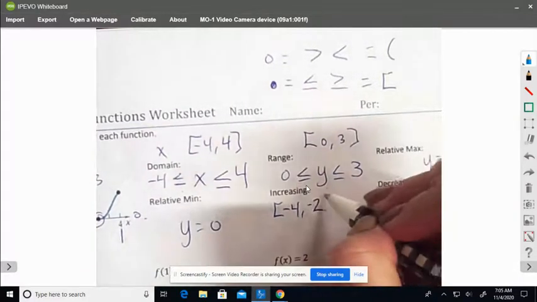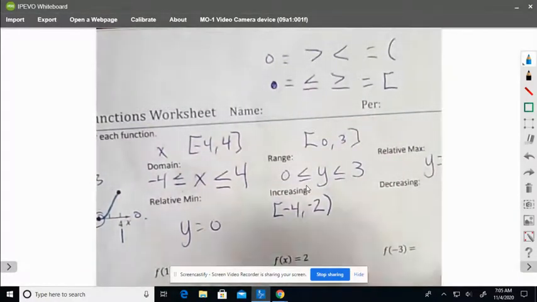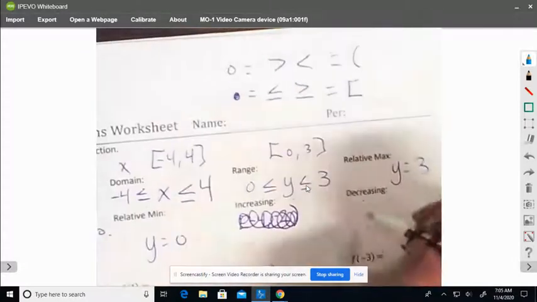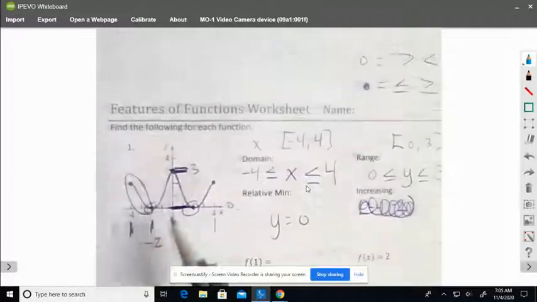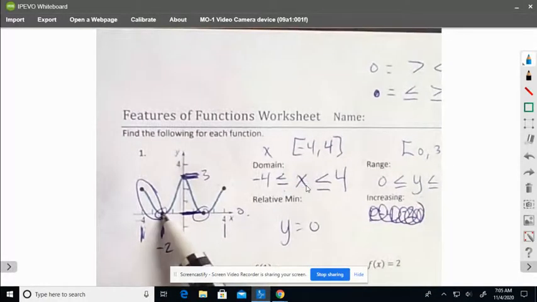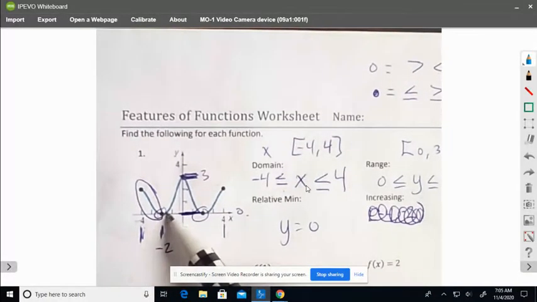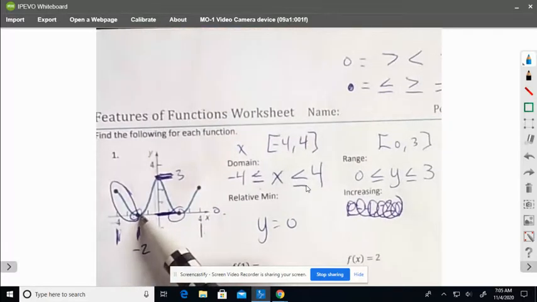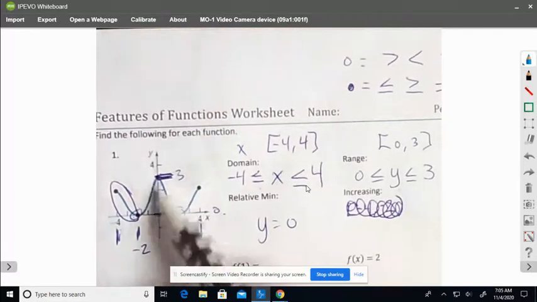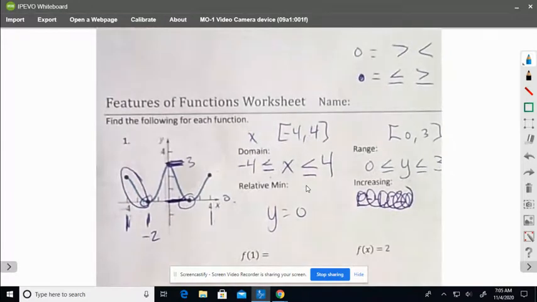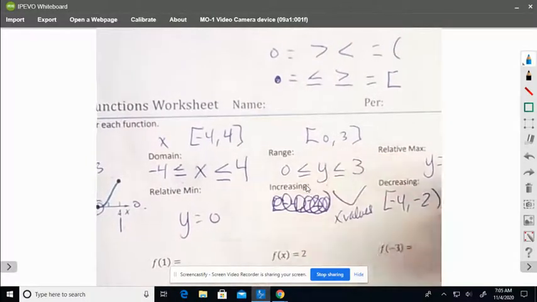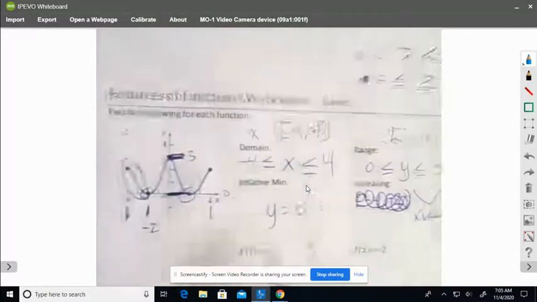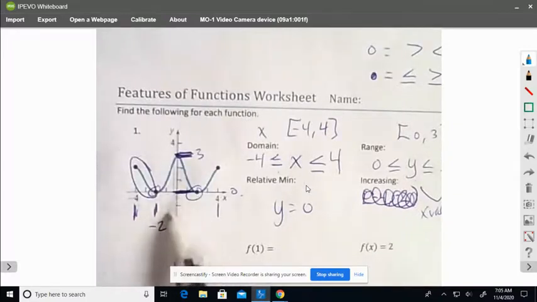Okay, so -4, -2. Oops, sorry, I'm putting that in the wrong place. That should be decreasing. -4, -2. That's where it's decreasing. Right here, it's starting to increase. So this is a turning point. It's increasing from -2 to 0. We're always talking about x values when we talk about increasing and decreasing. Okay, that's important. So it's increasing from -2 to 0.